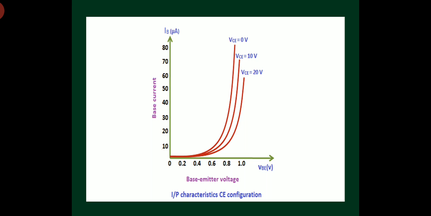So what will happen? From these characteristics, we can see that for higher fixed values of output voltage VCE, the curve shifts towards the right side. This is because for higher fixed values of output voltage, the cut-in voltage is increased above 0.7 volts. Therefore, to overcome this cut-in voltage, more input VBE is needed than in the previous case. That's why the graph shifts towards the right side.